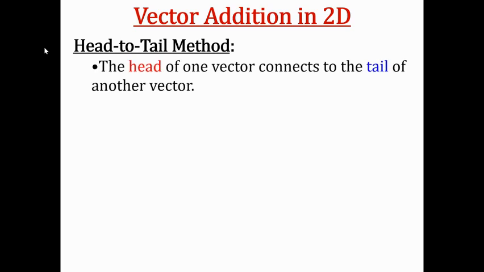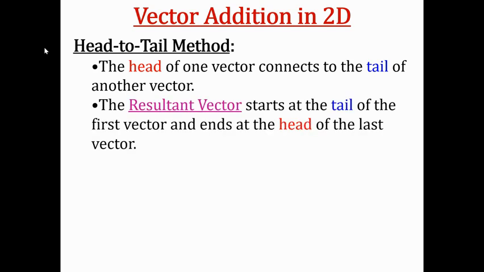The head-to-tail method consists of connecting the head of one vector to the tail of the other vector, where the head is the arrow point and the tail is the end of the arrow. Then we draw in our resultant vector, starting from the tail of the first vector, or at the origin where you began, and the resultant points to the head of the last vector you drew. So it's a straight line pointing from start to finish, where you started drawing to where you ended drawing.